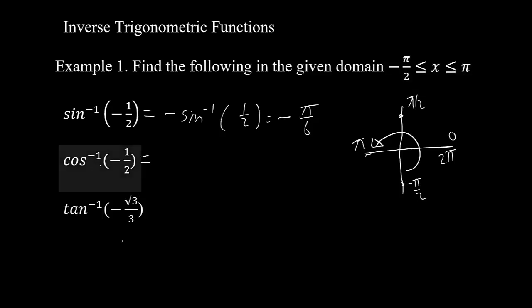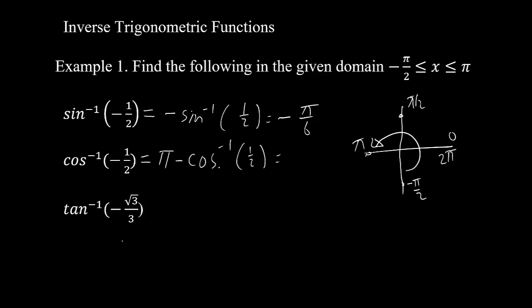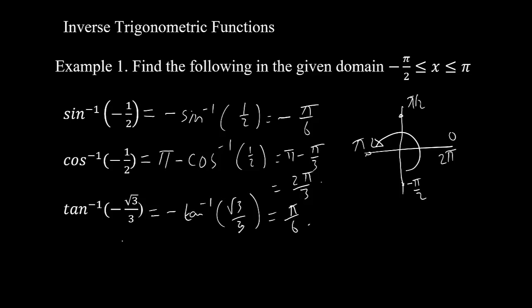Now cosine inverse negative half, we know that it should be pi minus cosine inverse 1/2, and you know that cosine inverse 1/2 will be at pi by 3. So then pi minus pi by 3, which is 2 pi by 3, and then tan inverse will give me negative tan inverse radical 3 over 3, with a negative sign. And we are done for this part.